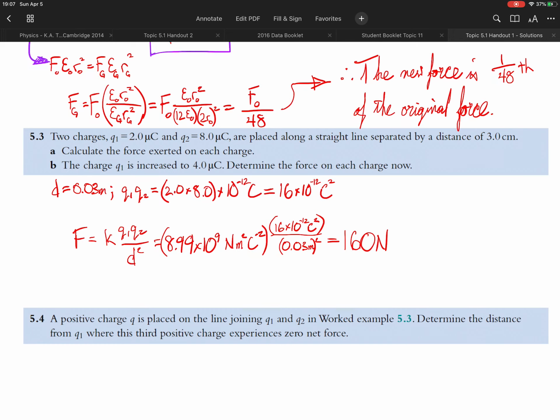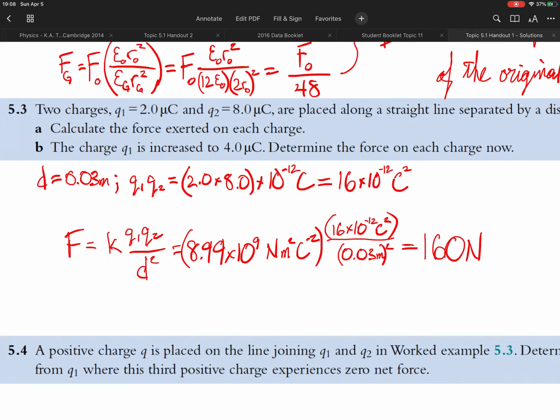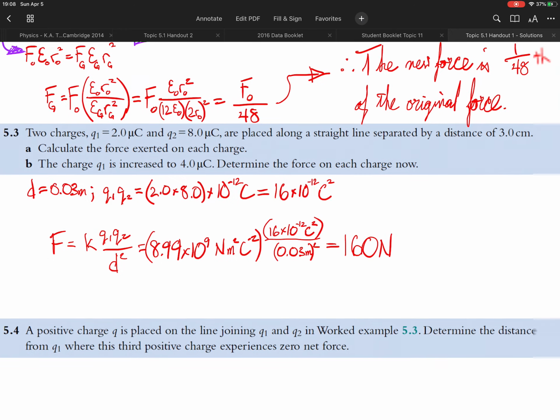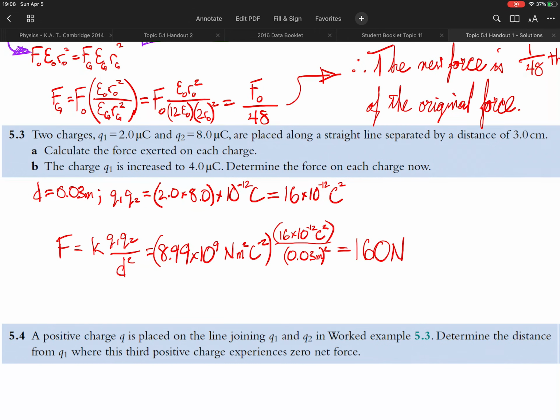Okay, for 5.3, finally we have something that is actually a little more straightforward than the previous two. We're just asked to calculate the force on each charge. And it's pretty straightforward. So we have two charges of 2 microcoulombs and 8 microcoulombs, and they're separated by 3 centimeters, which is slightly annoying because that means we have to do a conversion, but it's okay, it's not the end of the world.